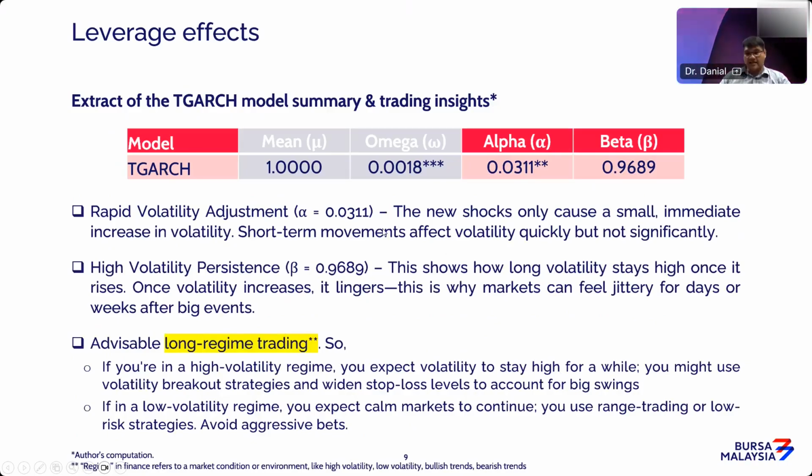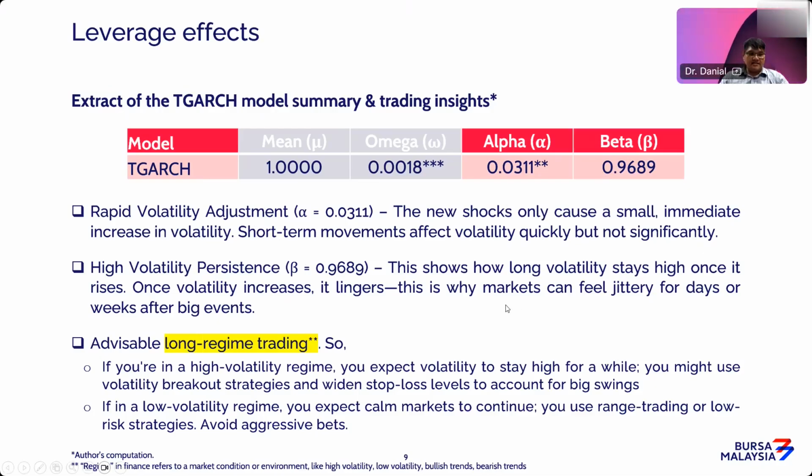However, that is not something that we want to discuss tonight. We are trying to make sense, trying to interpret what those numbers meant. So we have alpha 0.0311 with a significance level of 2 asterisks, 2 stars. It says that the new shocks only cause a small immediate increase in volatility. Short-term movement affects volatility quickly but not significantly.